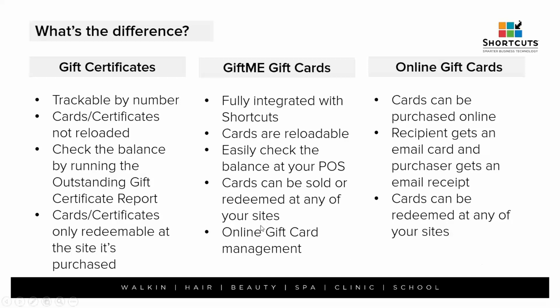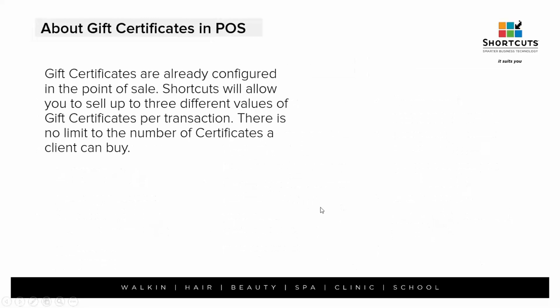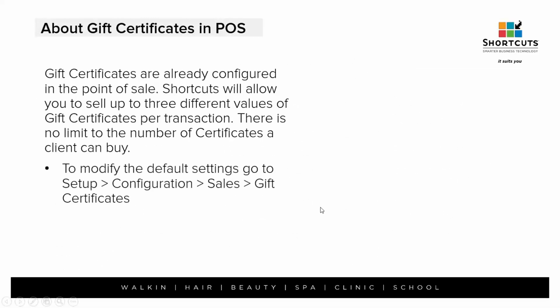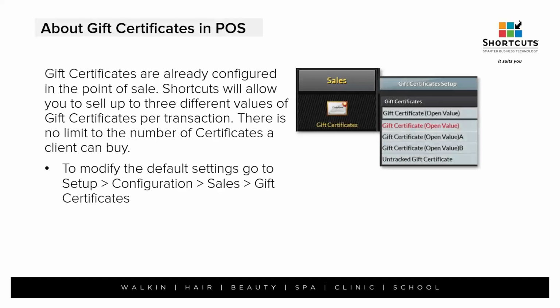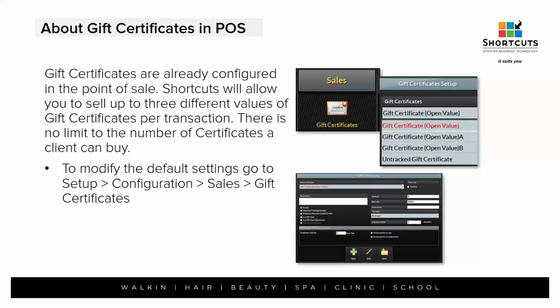So let's look at how they're set up. How do we use them? So gift certificates. Again, these are already on your system. If you're not using them and you want to review them, go to Setup, Configuration, and on the left side of the screen, go to the Sales menu. Under Gift Certificates, you'll notice there should be three default gift certificates: Open Value, Open Value A, and Open Value B.